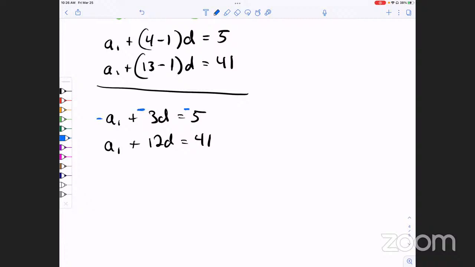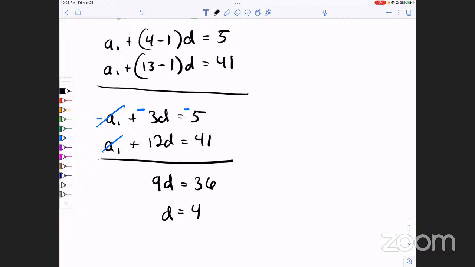If we multiply the first one by a negative and then add the two together, these guys cancel each other out. A number plus its opposite is 0. 12 minus 3 is 9, so 9d. 41 minus 5 is 36. Divide both sides by 9, and d equals 4.